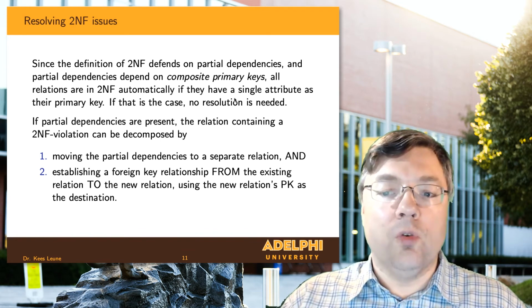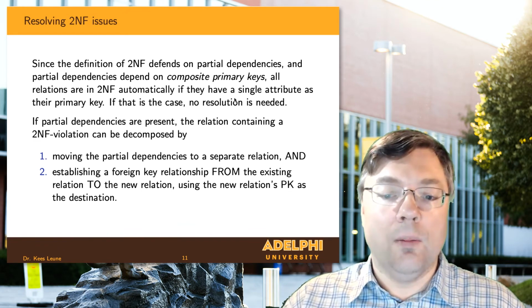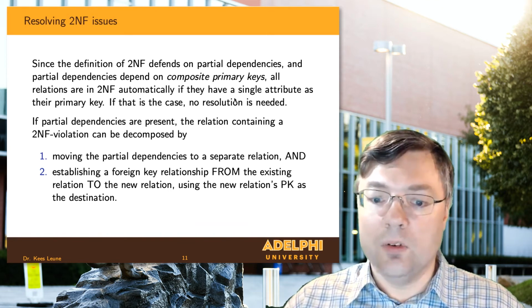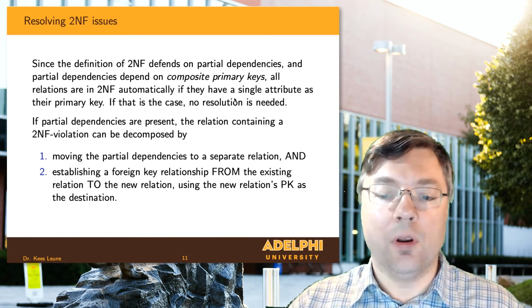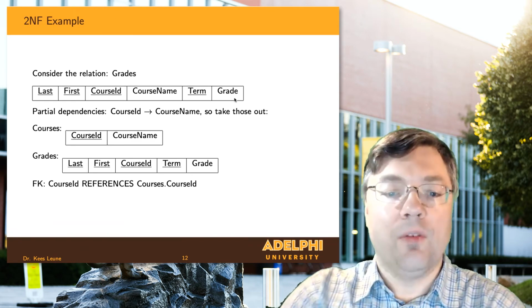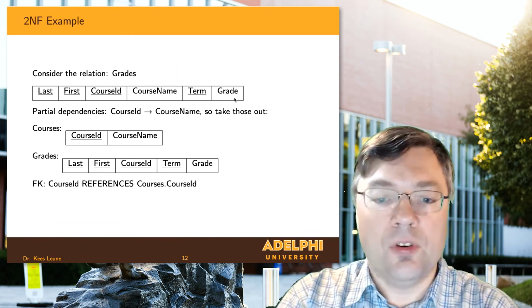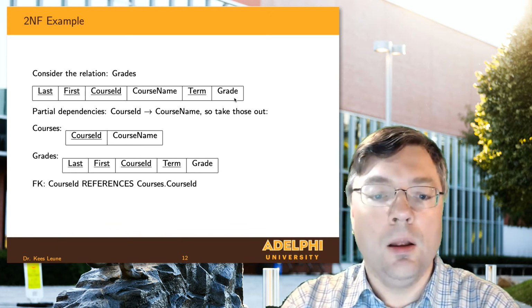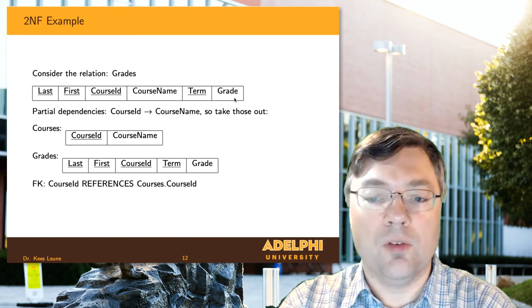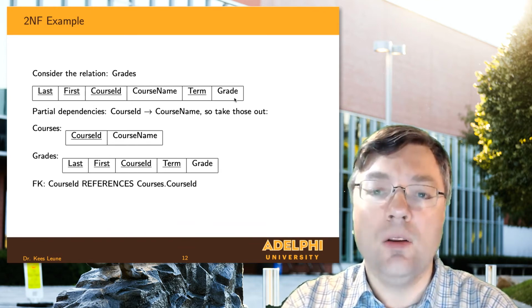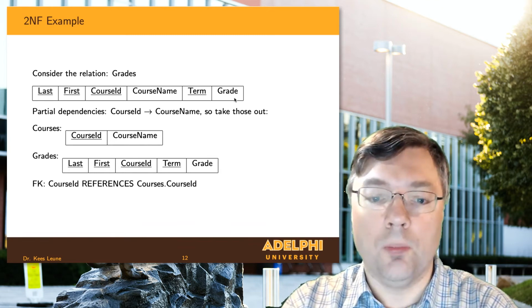So if we were going to figure that out, we have to move all of those partial dependencies to a separate relation. Doing that would cause data loss, so we also have to establish a foreign key relationship. Let's look at the example. We have grades. I have last name, first name, course ID, course name, term, and grade. The primary key here is last name, first name, course ID, and term. So I do have a composite primary key, which means that I do need to check for second normal form.